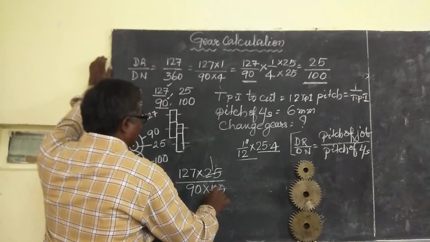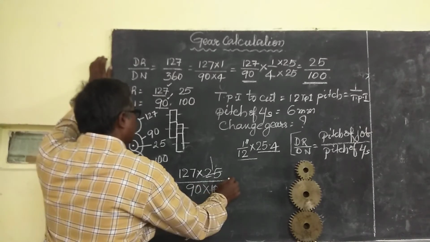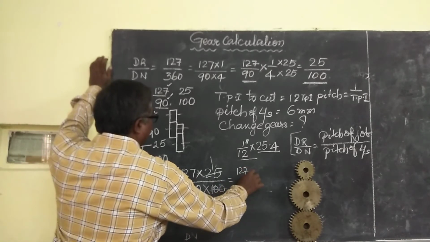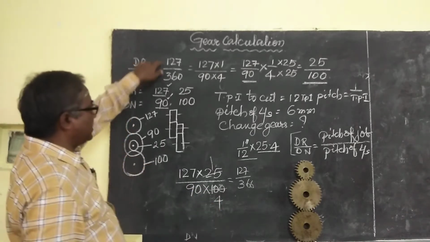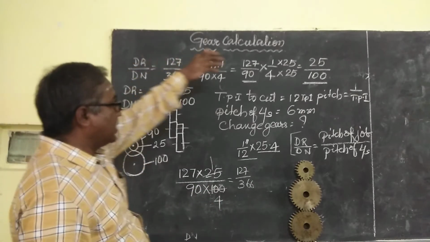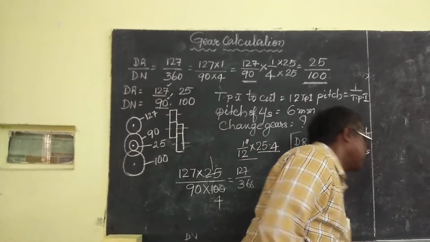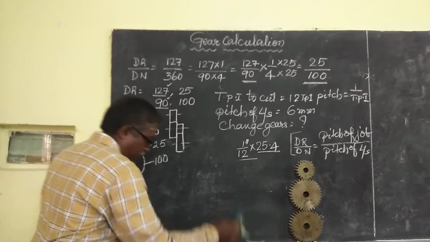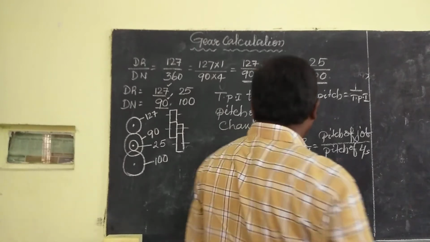So that is equal to 127 by 90. So 127 by 360, we already got before. This is 127 by 360 to cut 12 DP. The gears are correct, no mistake. So this is the way we have to calculate the change gear calculation.